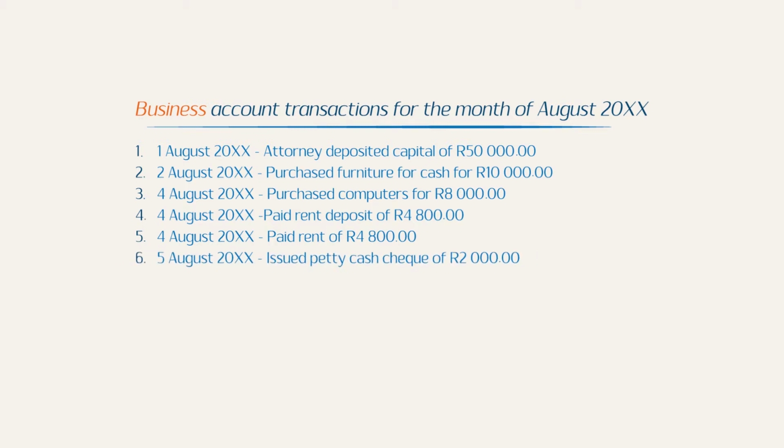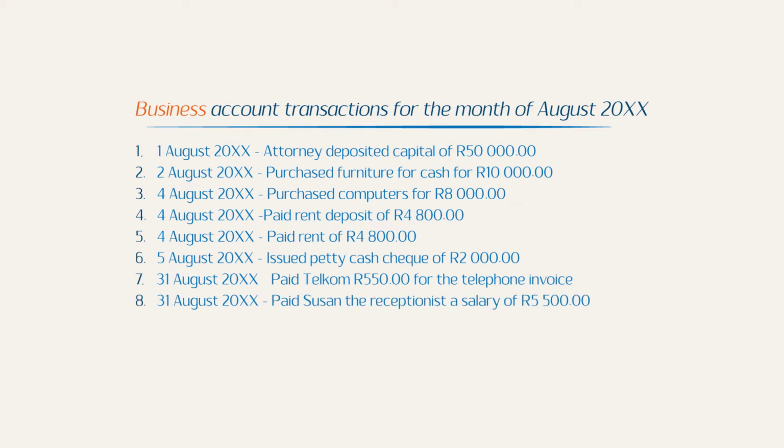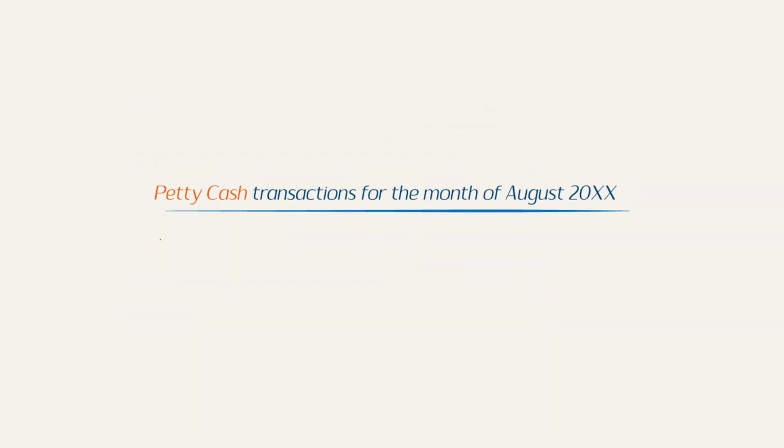6. 5 August 20XX. Issued petty cash check of 2,000 Rand. 7. 31 August 20XX. Paid Telkom 550 Rand for the telephone invoice. 8. 31 August 20XX. Paid Susan the receptionist a salary of 5,500 Rand. 9. 31 August 20XX. Incurred bank charges of 201 Rand. Petty cash transactions for the month of August 20XX.